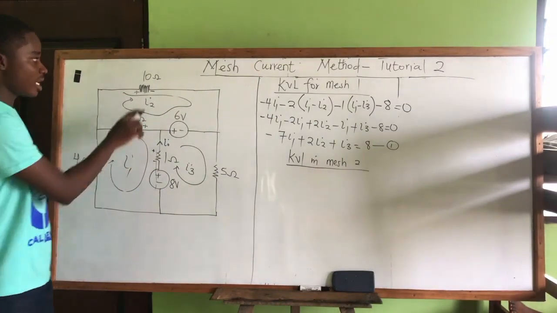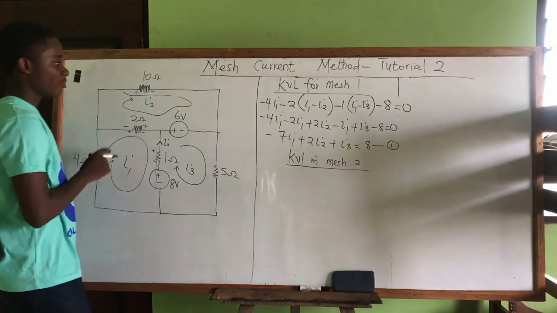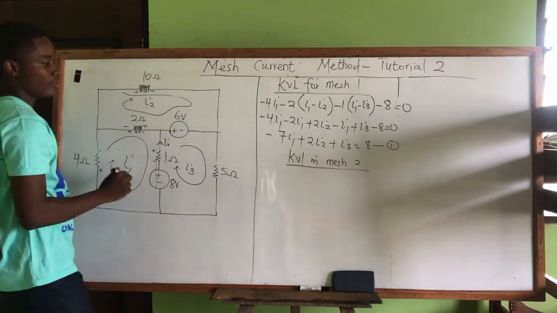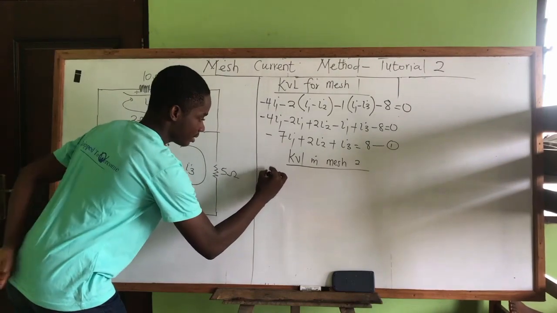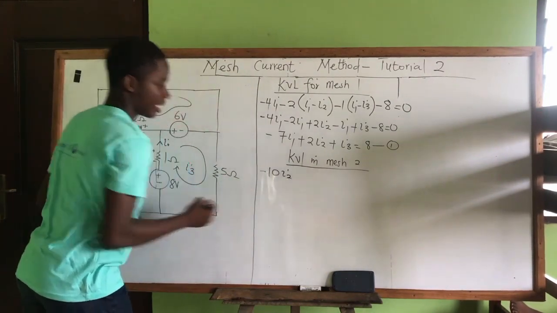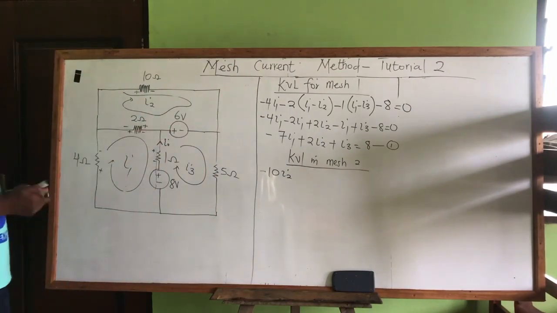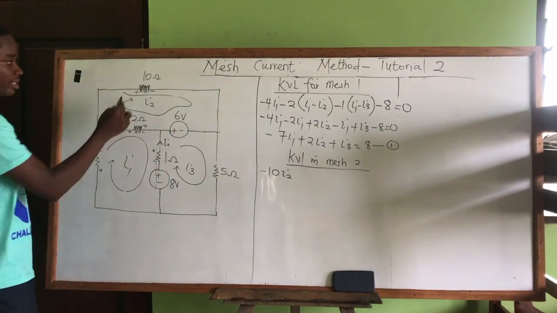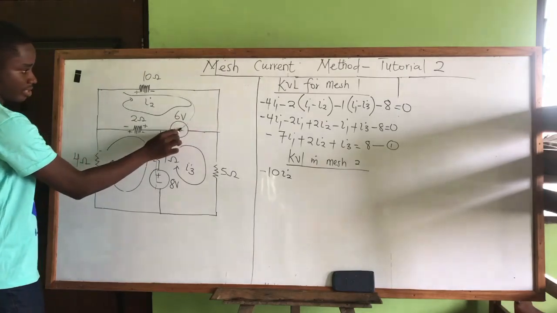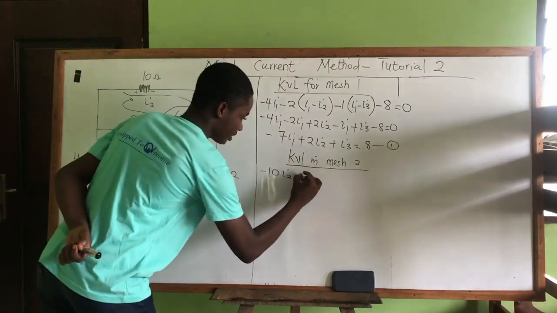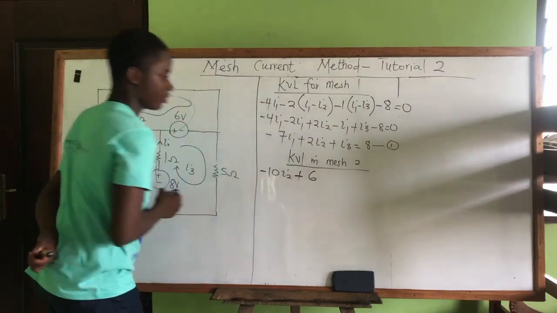Alright, good. So let's start from 10. If you are starting from 10, we will leave the negative. So we have minus 10 times what? The current, I2. Then we come here, we will enter negative and leave positive in this direction. So positive what? The voltage, 6.